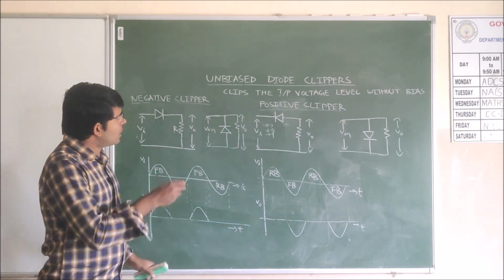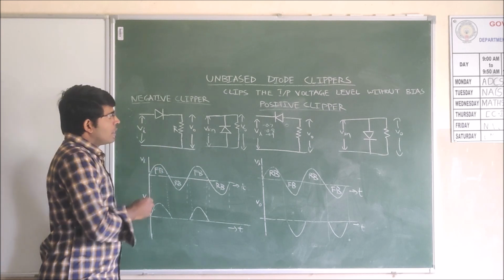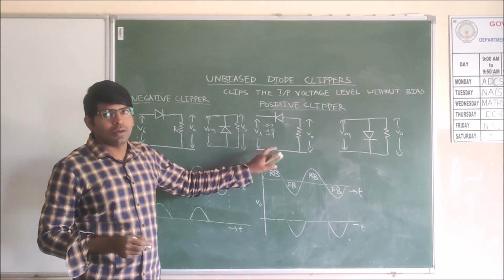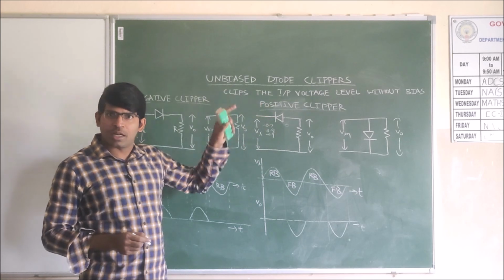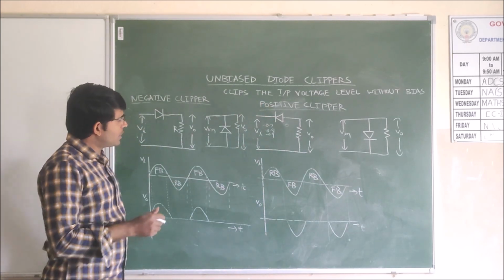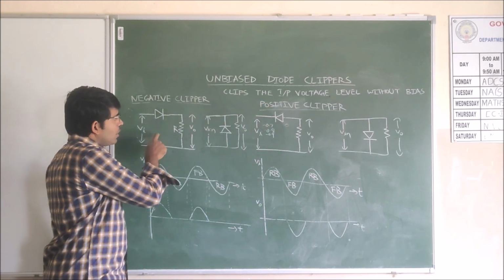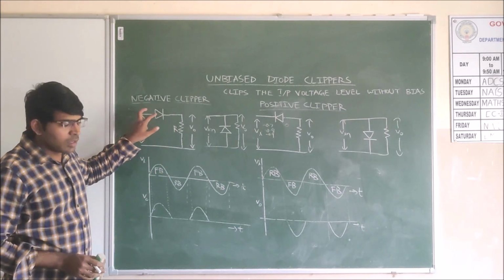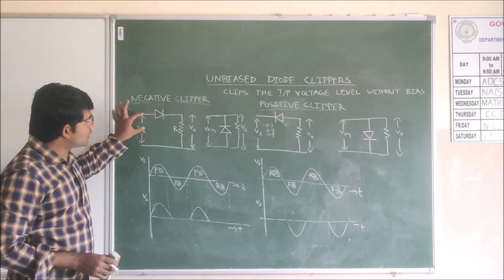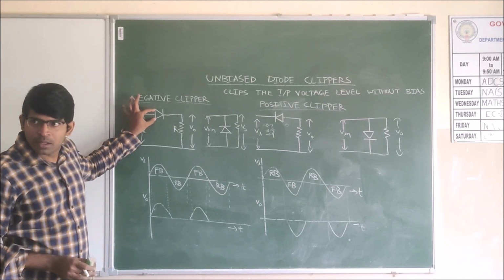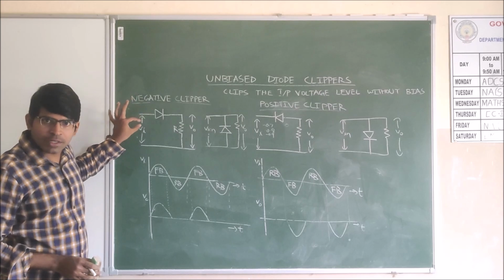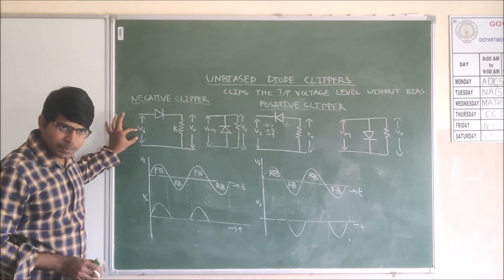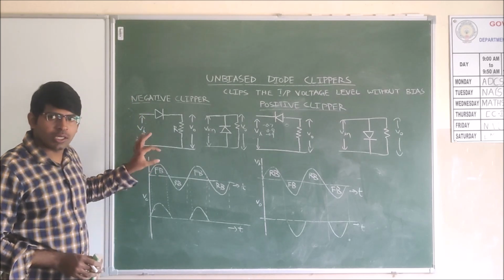Okay. First we are learning the negative and positive unbiased clippers. See here, the diode is connected in such a way that we are providing the input signal to the anode. The anode terminal is connected to our input supply. We are giving the sinusoidal signal.